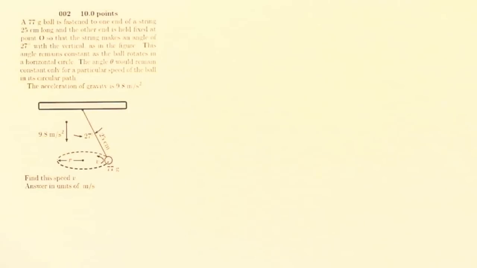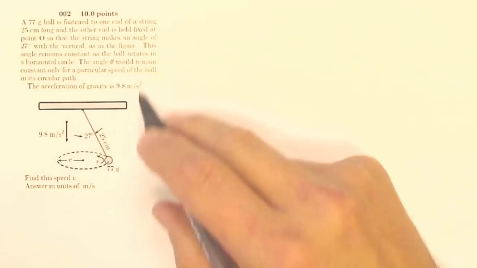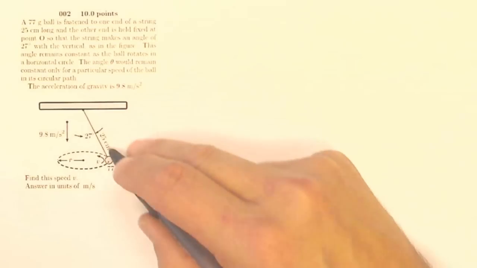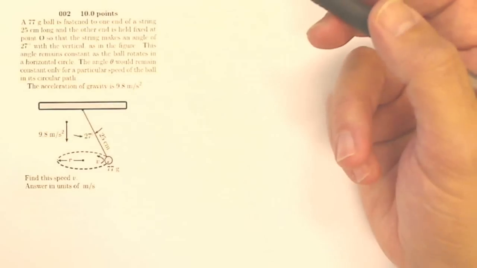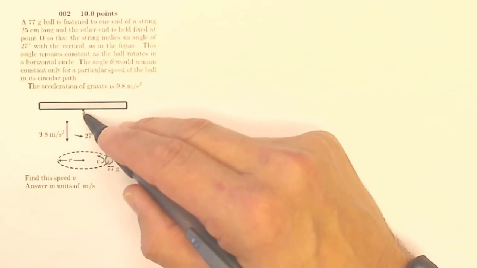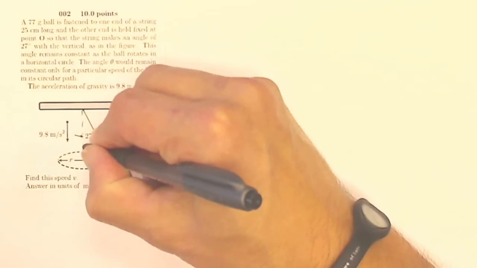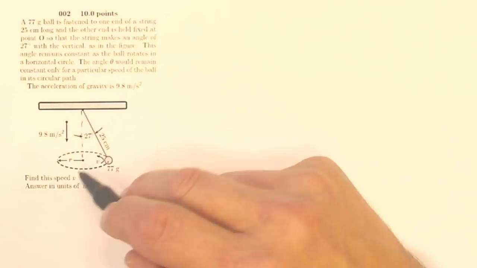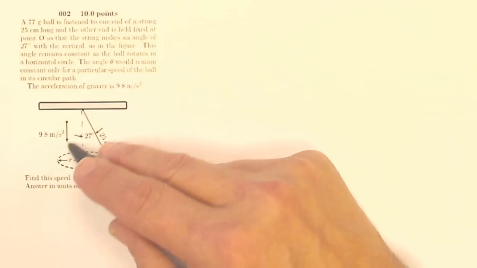This is AP Physics, Homework 4.2, question number 2. A 77-gram ball is fastened to one end of a string 25 centimeters long, and the other end is held fixed at point O, so that the string makes an angle of 27 degrees with the vertical, as in the figure. This angle remains constant as the ball rotates in a horizontal circle.